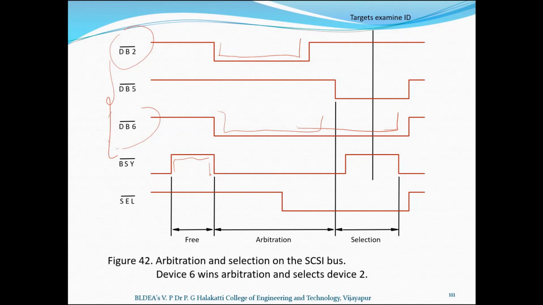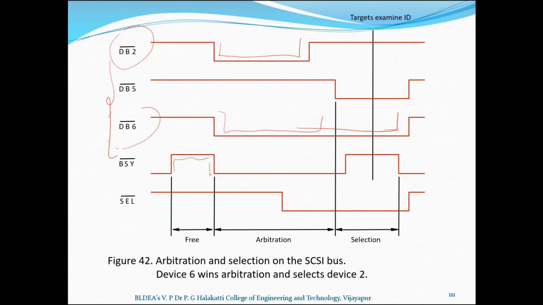When it becomes active, all controllers that are requesting the bus examine the data lines and determine whether a higher priority device is requesting the bus at the same time. The controller having the highest priority wins the arbitration process. Now all other controllers disconnect from the bus and wait for the bus busy signal to become inactive again.